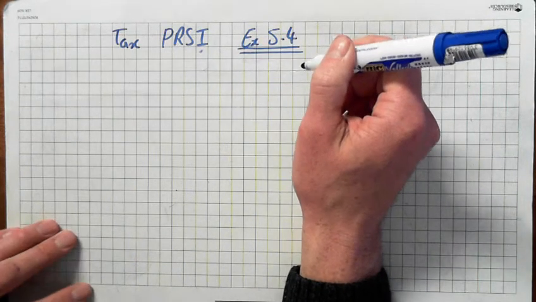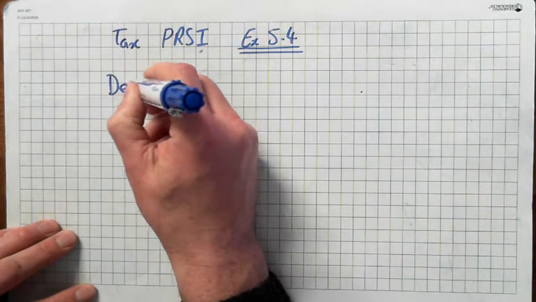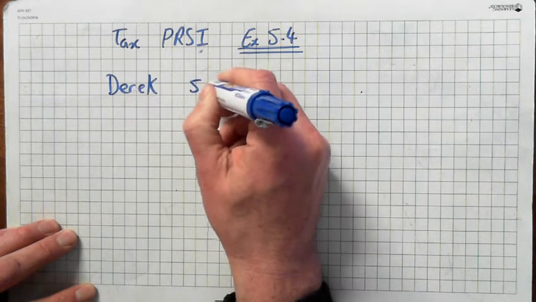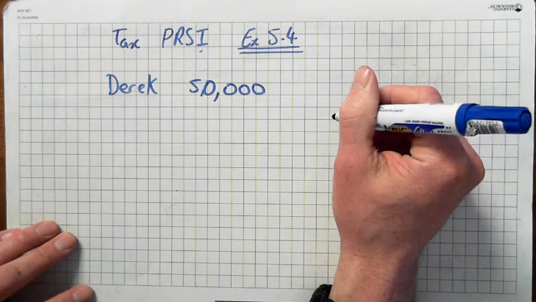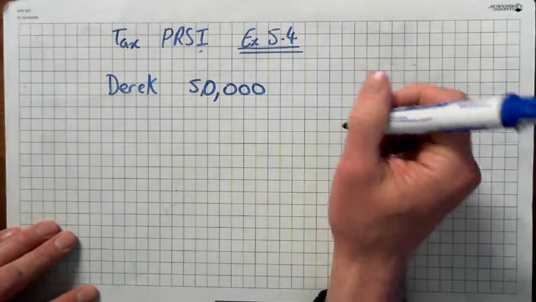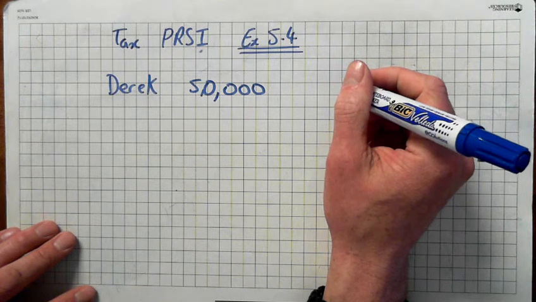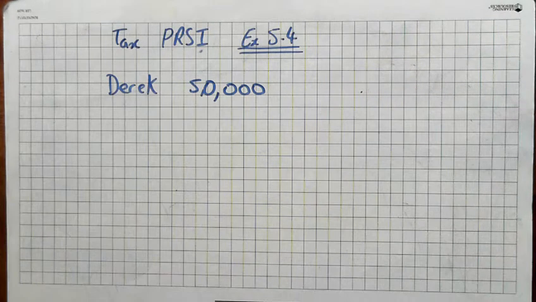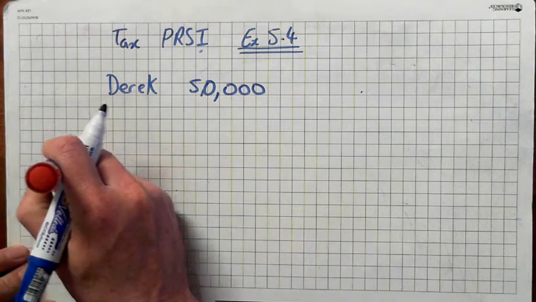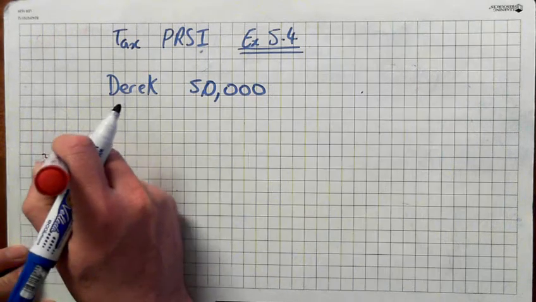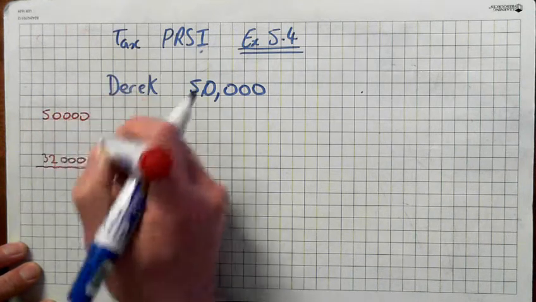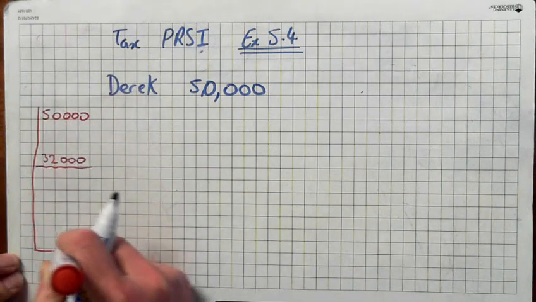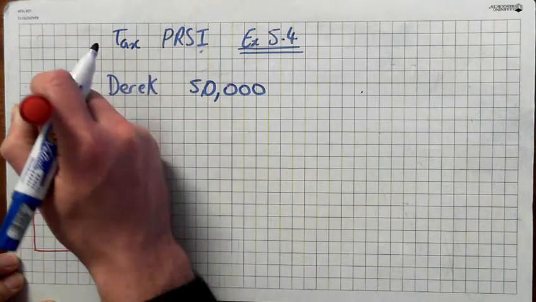It says Derek has a gross income of 50,000. And the standard rate cut-off point is 32,000. The standard rate tax is 20%. The higher rate tax is 40%. Tax credits are 3,500. So the cut-off point is 32,000. Derek's making 50,000. So the first thing we'll do is calculate his tax.